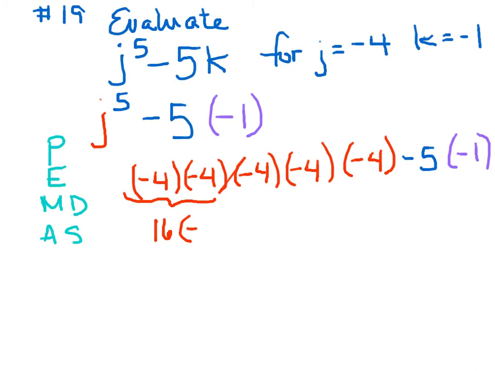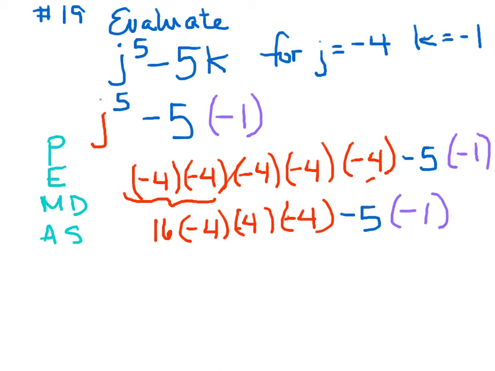And I still have negative 4, negative 4. Oops, that's a negative 4. So I still have 3 of them left, right? And then I'm going to get minus 5 times a negative 1. So now I do the next negative 4. So let's go ahead and do that.